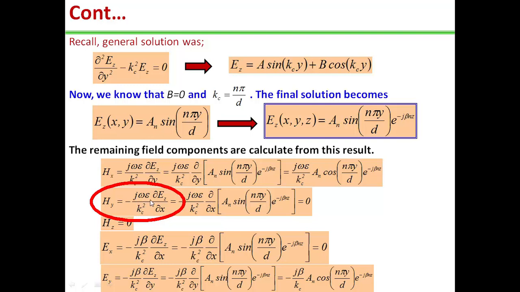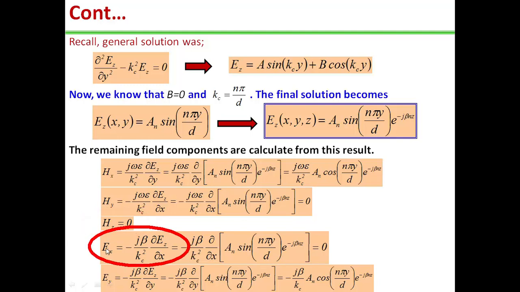And the magnetic field component along the y direction, that is Hy, is equal to minus j omega epsilon divided by Kc square del by del x Ez. After putting the value of Ez and differentiating with respect to x, we have Hy component as 0 because there is no component in Ez which varies with x. Therefore, Hy is equal to 0. And we already know that the magnetic field component is transverse. That means there is no magnetic field along the direction of propagation. So Hz is equal to 0 because the wave propagation direction is z.